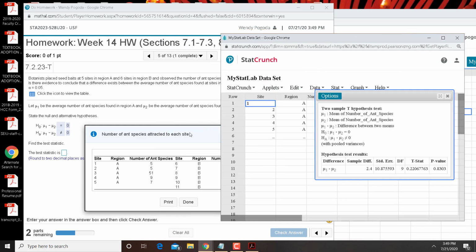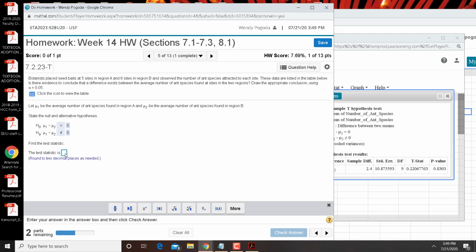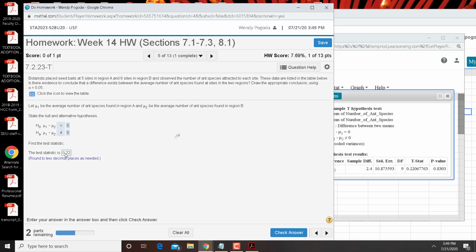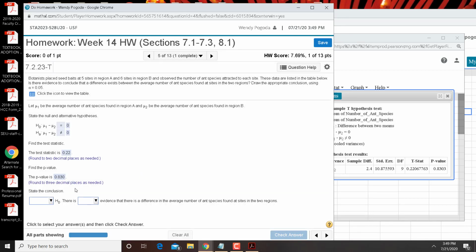All right, so let's go back to the question. Okay, so our test statistic, rounded to 2 decimal places, is 0.22. The p-value is 0.830, rounded to 3 decimal places. Since the p-value is quite large, bigger than any alpha value that we'd pick, we would definitely fail to reject H0. They tell us that our alpha value is 5%, so our p-value is bigger than this alpha value for sure. So we do not reject H0, and there's insufficient evidence to say there's a difference between the mean number of ants in each group.